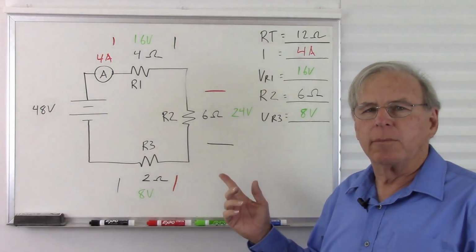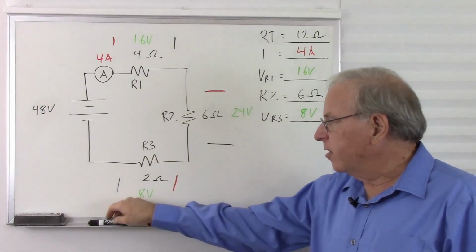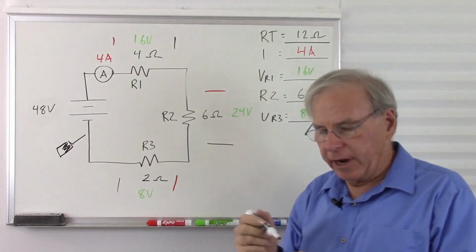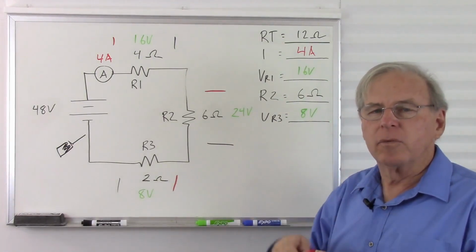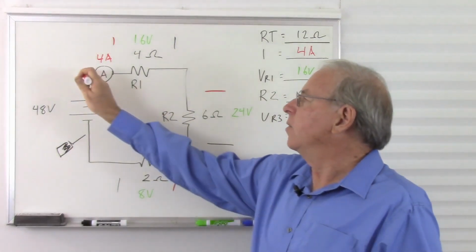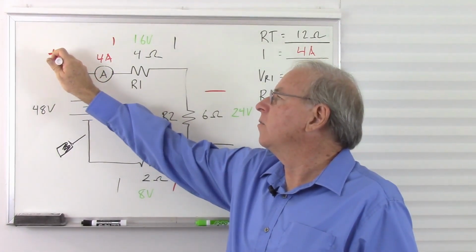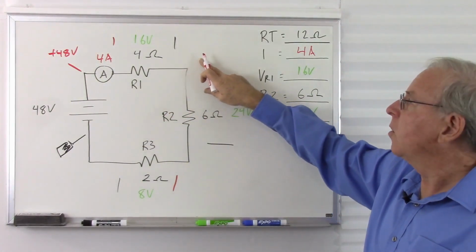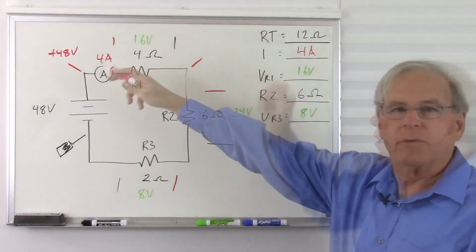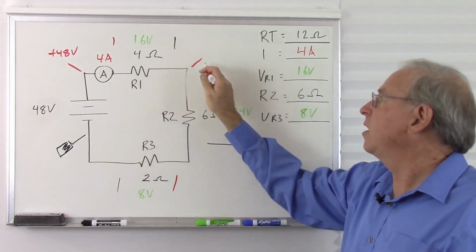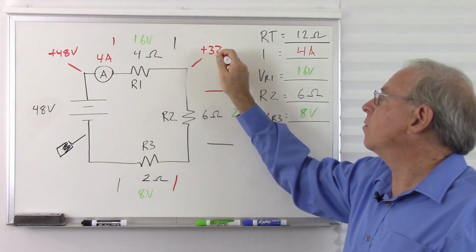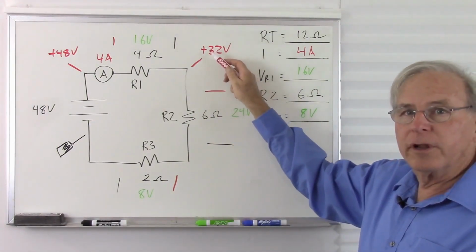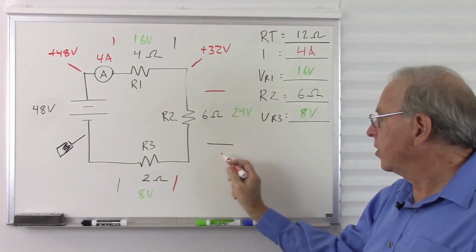Before we move on to the next problem, let's look at the voltages as if we were measuring with our black lead anchored there and measure the voltages with our red lead. If we look here, we will have positive 48 volts, the voltage across the battery. If we go here, we have lost 16 volts. So we start with 48 volts, we lose 16, we have 32 volts left over. Now if we move our voltmeter down to here, we started with 32 volts, we lose 24 volts.